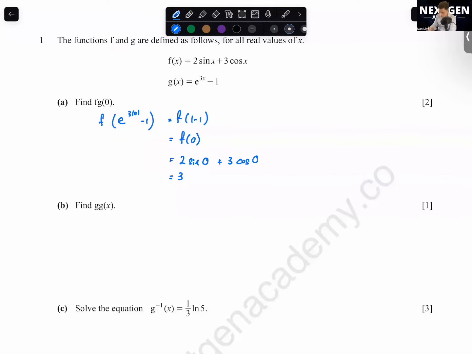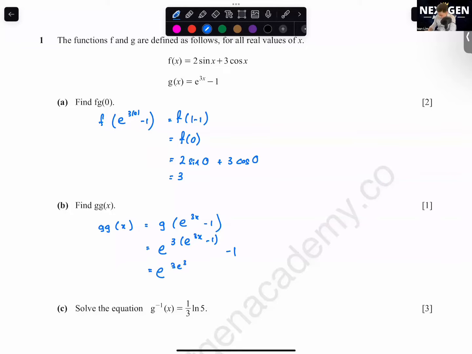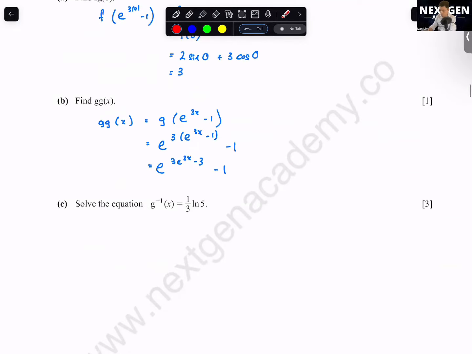Question 2. Find gg(x). g of e^(3x) minus 1. This is a composite function, so now I need to replace my x with e^(3x) minus 1. So here we get e to the power of 3(e^(3x) minus 1), minus 1. Open up the bracket: e to the power of 3e^(3x) minus 3, minus 1. Anything else we can simplify here? Actually, this one is 1 mark only, so what you write here already gives you the 1 mark. Don't go do anything further.